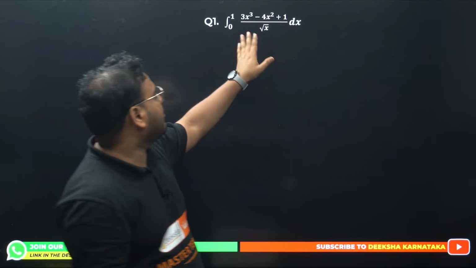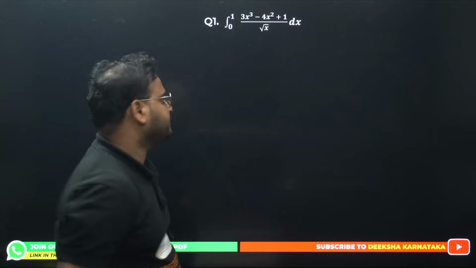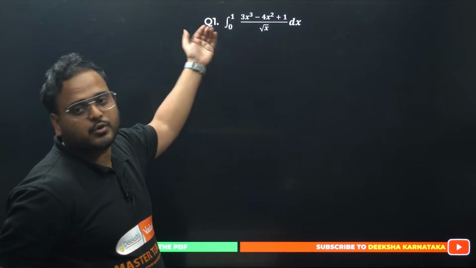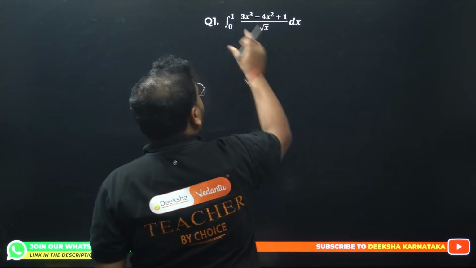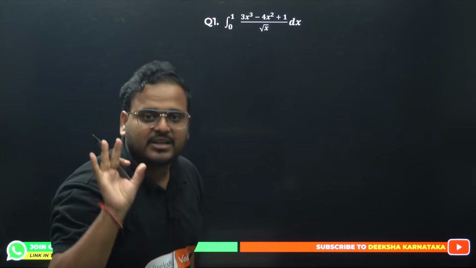First question in front of you: 3x cube minus 4x square plus 1 divided by root of x, with limits from 0 to 1. 0 is the lower limit, 1 is the upper limit. So what is going to happen over here? Forget about the limits right now. How do you solve this question?